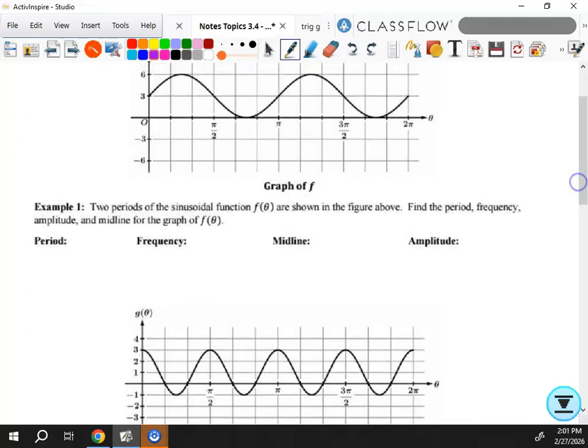All right. So here's the graph of f. And this could be sine, it could be cosine. I don't know. They didn't tell me, and I don't care. It does say that it's a sinusoidal function. So that tells me that it's periodic.